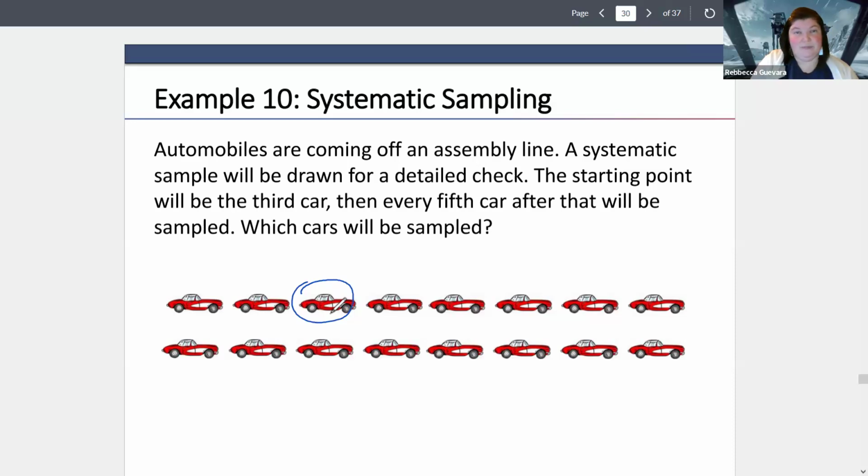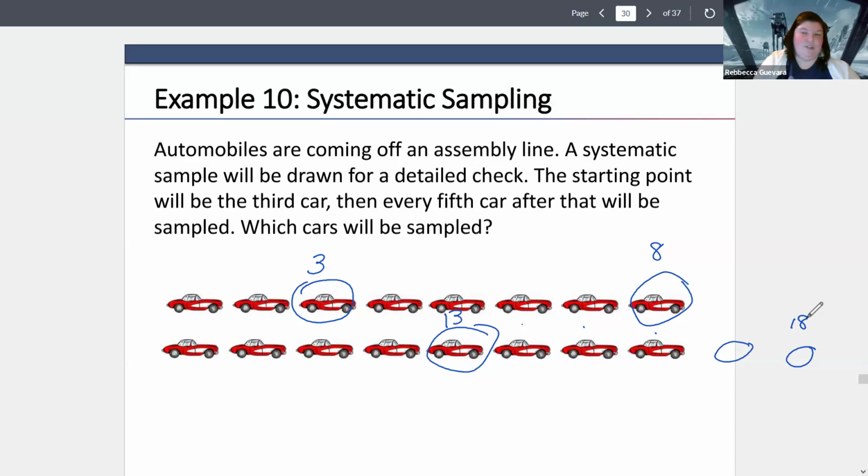Which cars are going to be sampled? It's pretty easy, like I said. So you don't always start at the first car. So we're going to start at the third car, and then we're going to sample every fifth car after that. So we get the third car, then 4, 5, 6, 7, 8. The 8th car. Then 9, 10, 11, 12, 13. The 13th car. And then the next one would be 14, 15, 16, 17, 18, the 18th car to be selected.